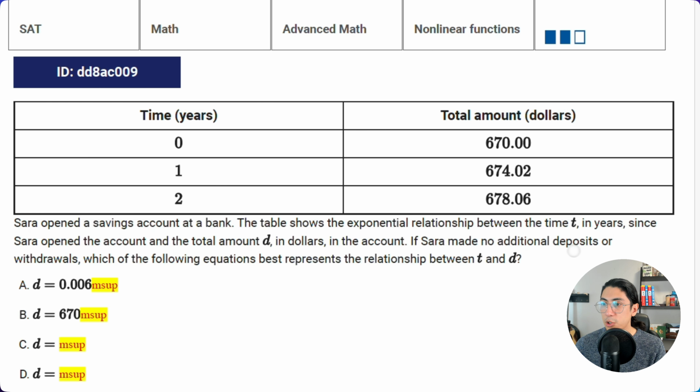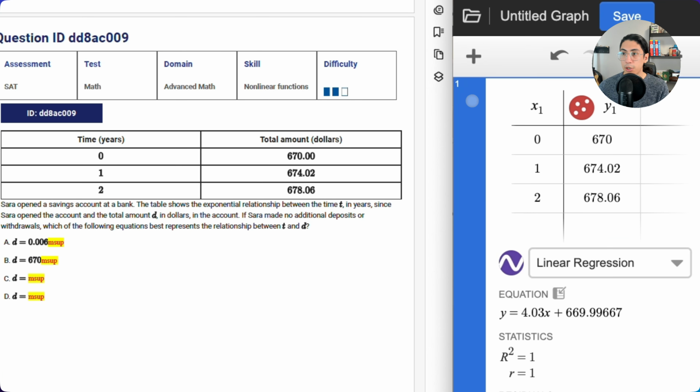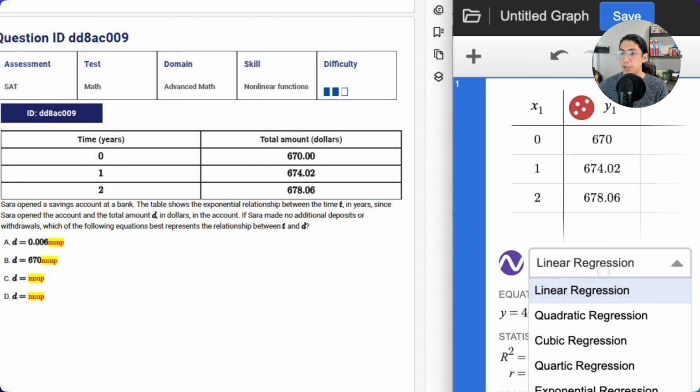If Sarah made no additional deposits or withdrawals, which of the following equations best represents the relationship between t and d? So we need some sort of equation for this. I'm actually just going to use Desmos for this, and I'm going to use the regression feature that's built in. So here I have my table. I'm just going to press the button that says add regression. Once I do that, I see that it's going to give me linear regression.